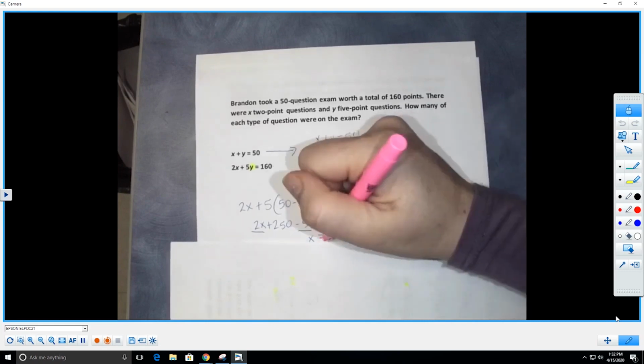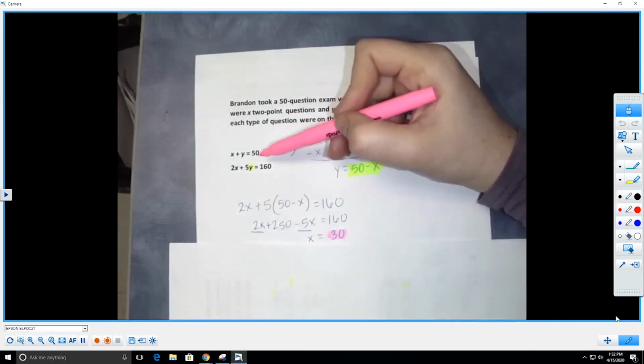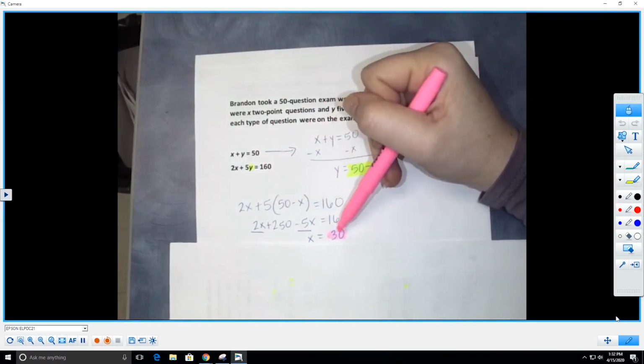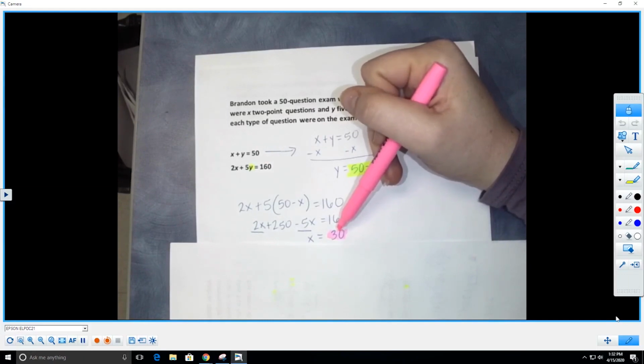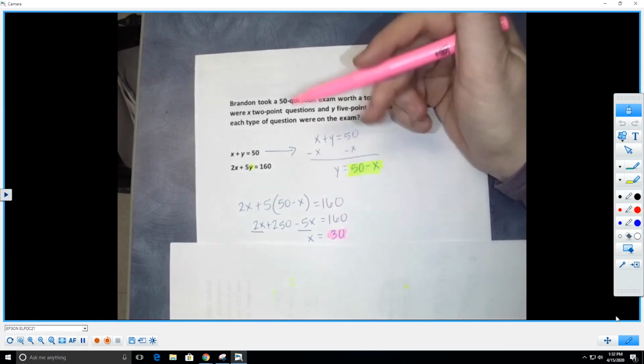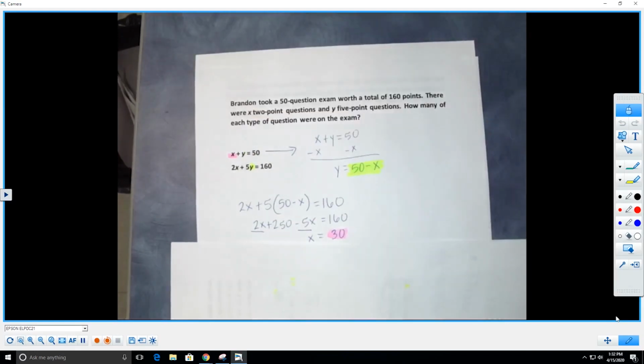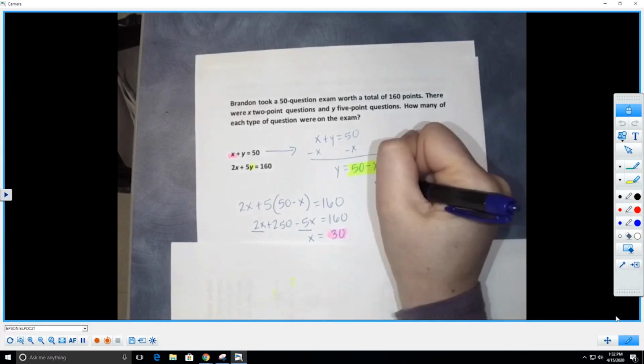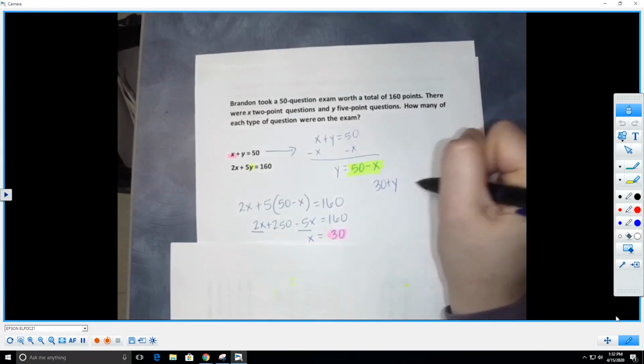Now we see that there are 30 2-point questions. With this information, we can solve for y. So I have what x is equal to. Let me use a different color here. So I know that x is equal to 30. So I'm going to pick one of these two equations and plug in that value for x. I try to always pick the simpler equation. So I'm going to pick this top equation. And I know that 30 plus a number is equal to 50, meaning that y is equal to 20.